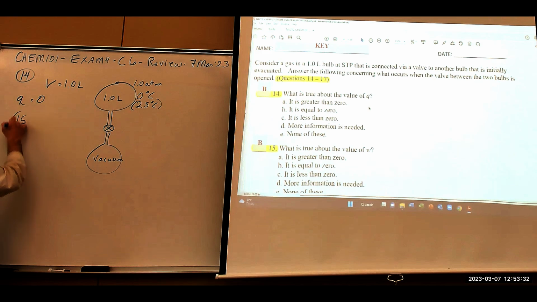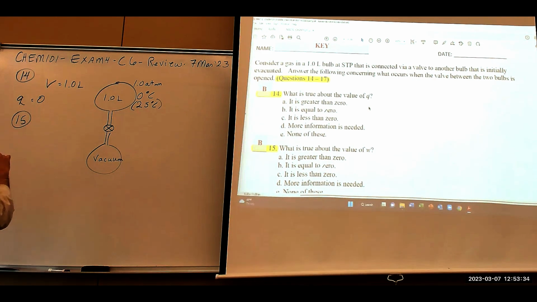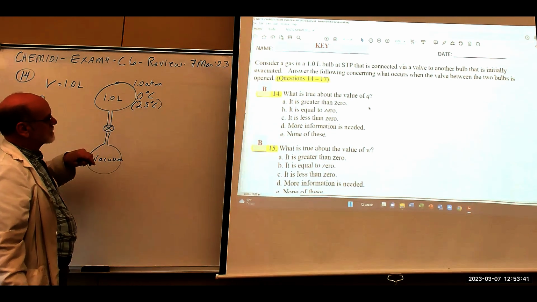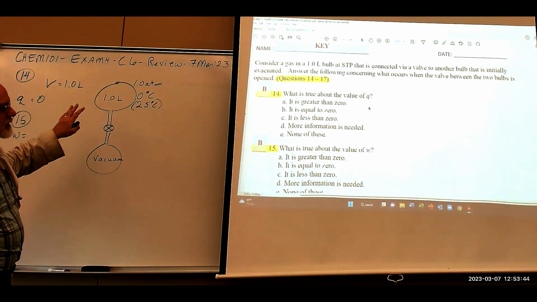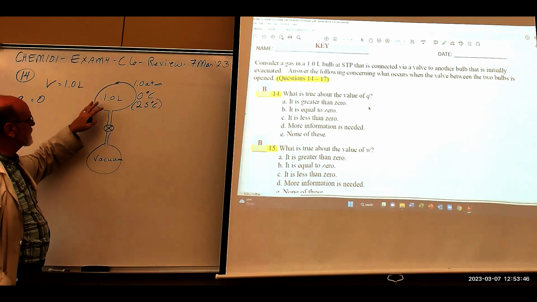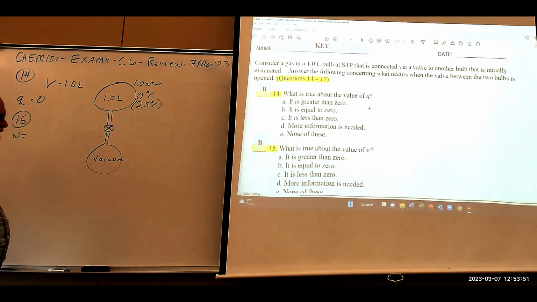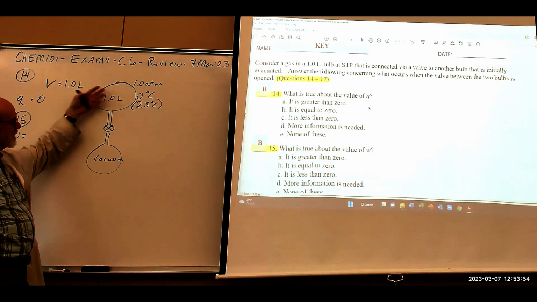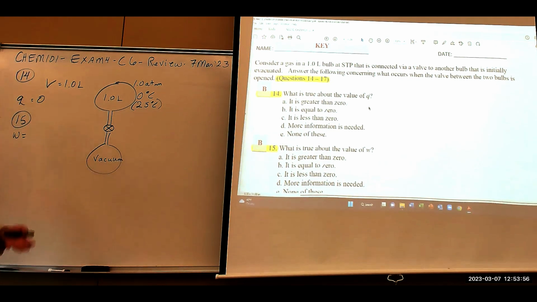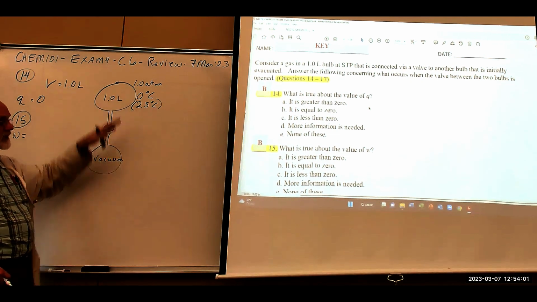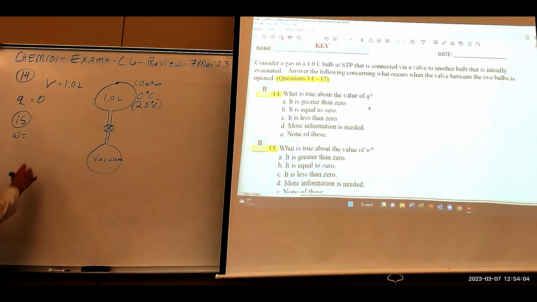How about 15? What's 15? Work. W equals what? Well, 1 atmosphere is in here. So the pressure decreases, but it's not moving anything. It's just the gas is filling the space. It's not working against the, it's still internal, right? This is in the system. Surroundings have nothing to do with it. So we can't calculate work that way. It's 0 also.